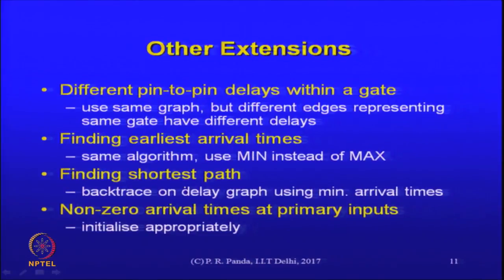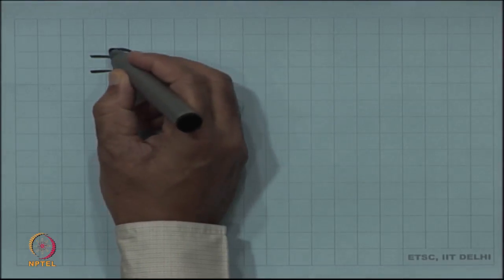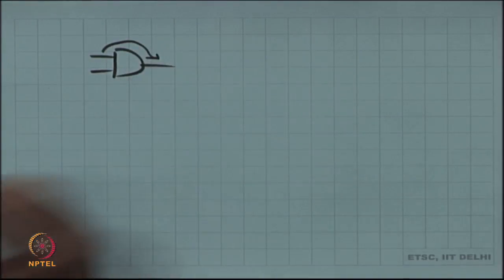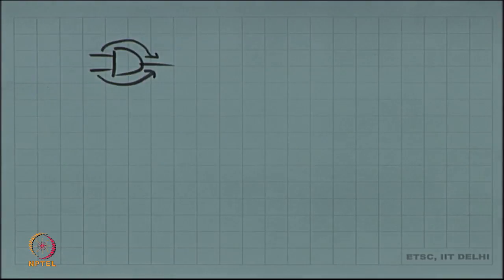There are a number of other adjustments that we could make, number of other features that we can capture in this formalism. I could have different pin to pin delays within a gate, right. In general, I have such a structure. That delay may be in general different from this delay. It depends on what that circuit is doing.